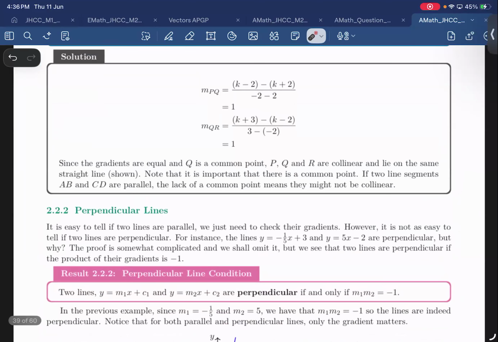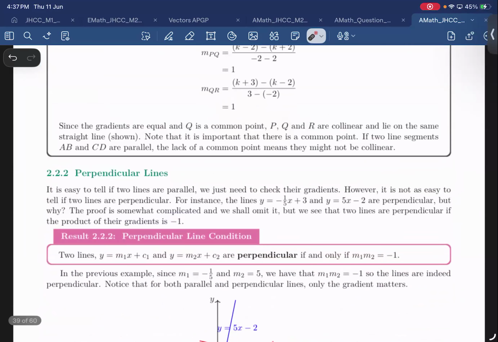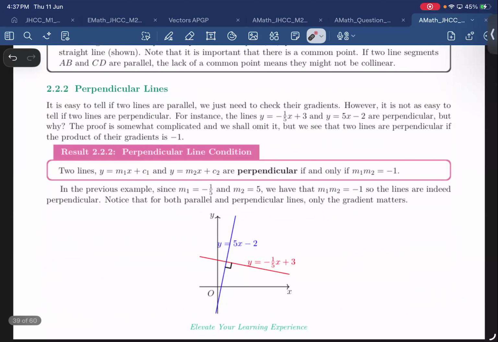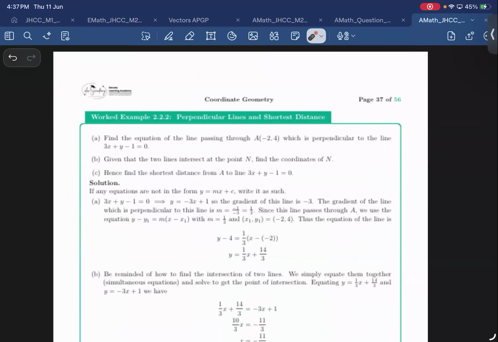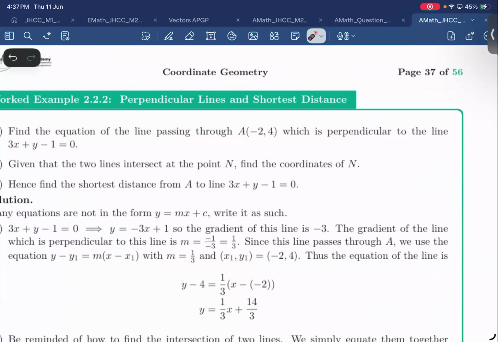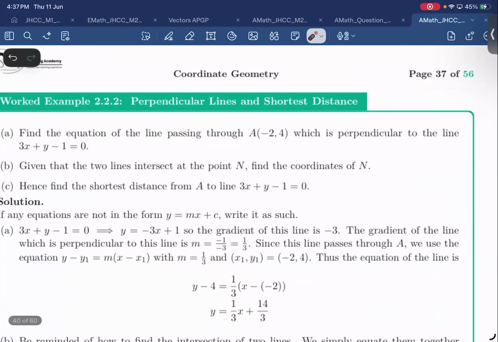So in this example here, y equals -1/5 x plus 3, and then y equals 5x minus 2. So these are perpendicular because -1/5 times 5 is -1. This is a quick sketch of what it looks like. Notice the y-intercept doesn't really determine anything. The only thing that determines whether the lines are perpendicular or parallel would be the gradient. This one is a typical O-level question.